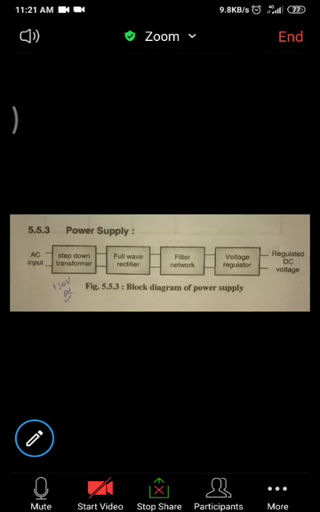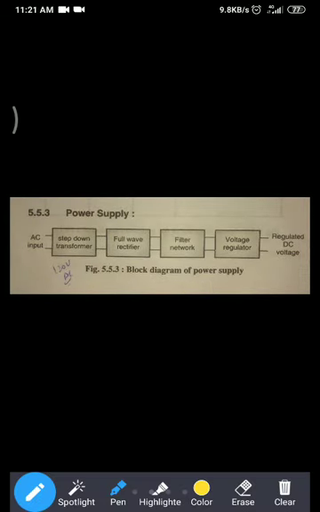So as you can see, this is the block diagram of power supply. We have already seen in basic electronics the conversion of AC supply to DC supply. It is something like that: AC input, that is your main supply. Step down transformer will down convert that AC supply. Then full wave rectifier will convert from AC to pulsating DC, and then filter network will convert to pure DC, and voltage regulator will regulate the supply. That means it will keep the output voltage constant.